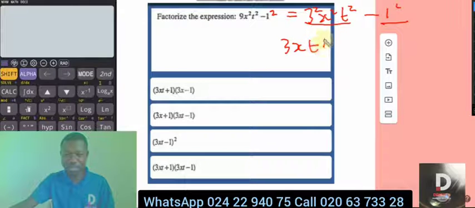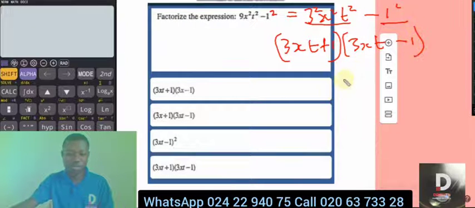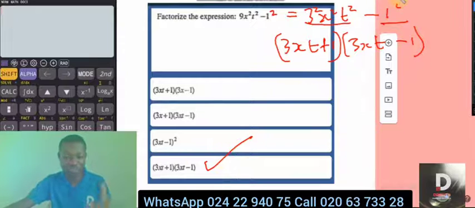3xt plus 1, 3xt minus 1. That's all. You have the answer there? 3xt plus 1, 3xt minus 1. You have it there. Option D is the correct answer. You get it? It's so simple.